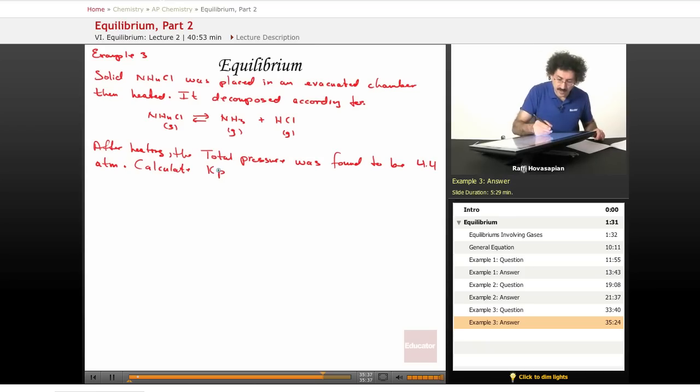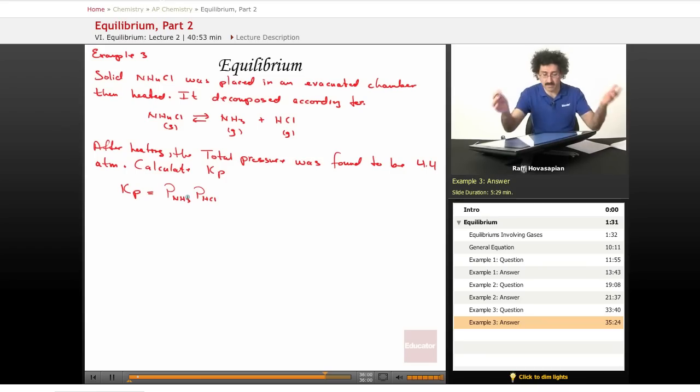So, the equilibrium expression here, based on this equation, well, we have a gas, and we have a solid. Solids don't show up in the equilibrium expression. So in this case, it's just these two. The coefficients are 1. So we have the Kp is equal to the partial pressure of NH3 gas times the partial pressure of HCl gas. That's it. If we find the partial pressures, we're done. We plug them in, we multiply them, and we're done.